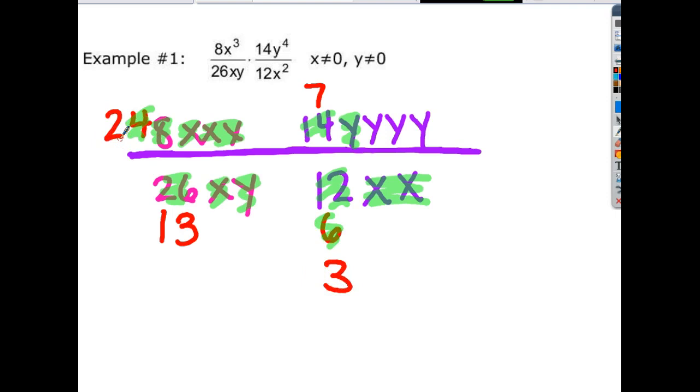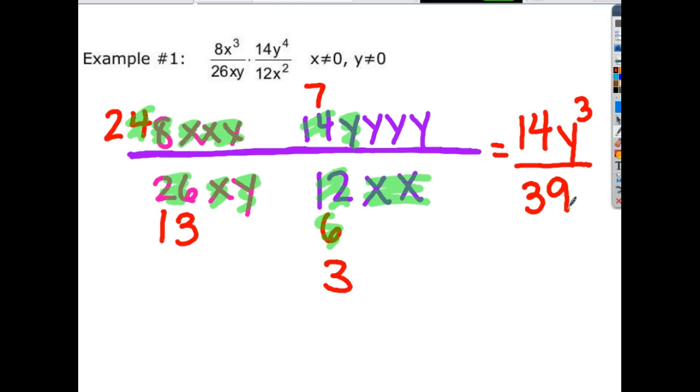Okay. Now, what's left? On the top, I have a 2 times a 7 and a y, y, y. What's 2 times 7? And we would usually write that y to the third power. What's left on the bottom? 13 and 3. That's 13 times 3. And so this is the simplified, reduced answer.